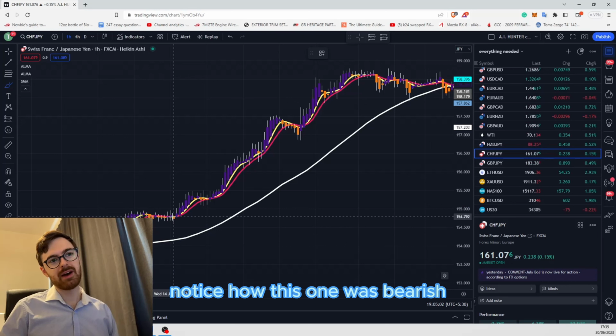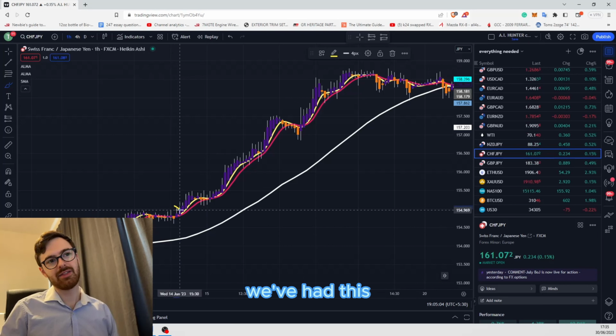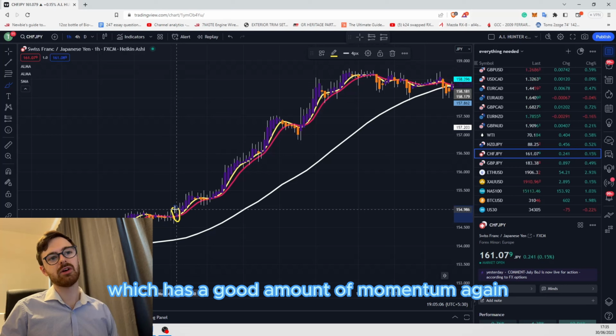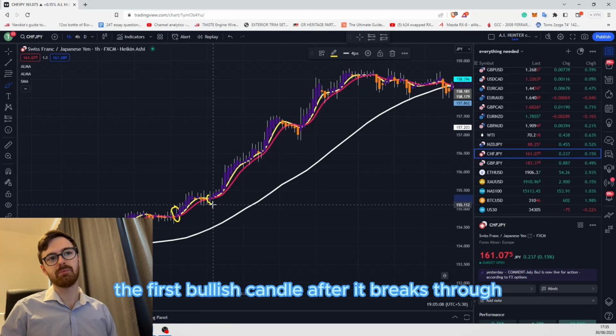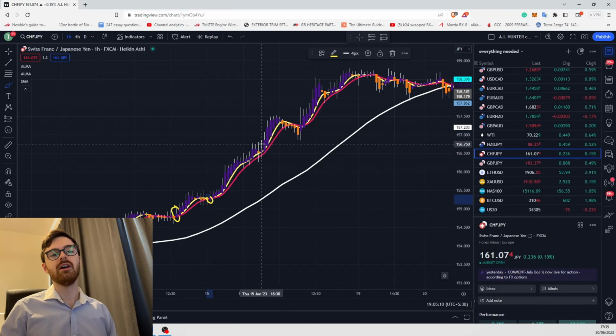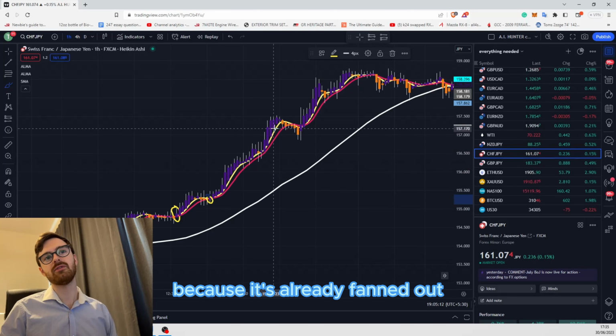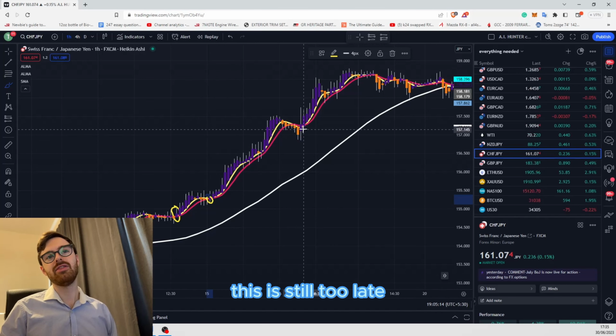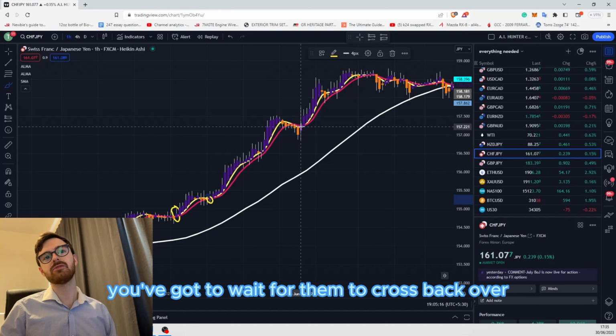Notice how this one was bearish. As it's come through, we've had this, which has a good amount of momentum. Again, the first bullish candle after it breaks through. This I'm ignoring because it's already fanned out. This is still too late. You've got to wait for them to cross back over.